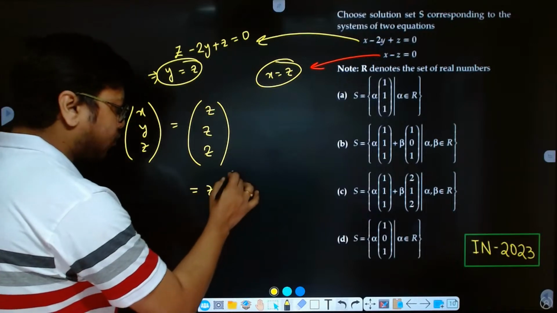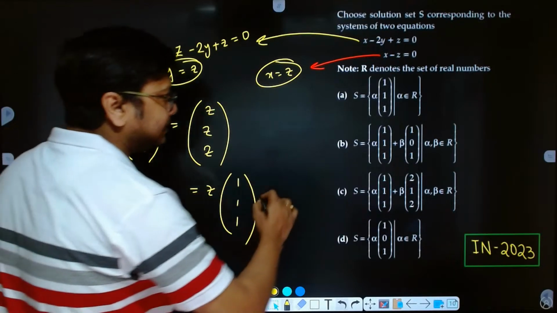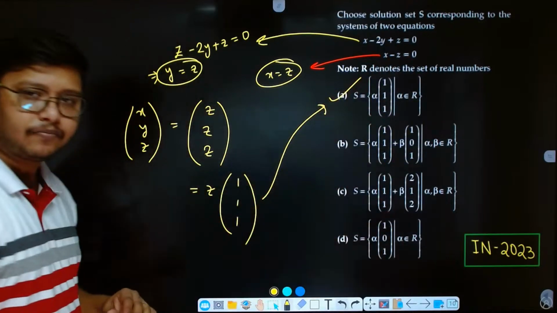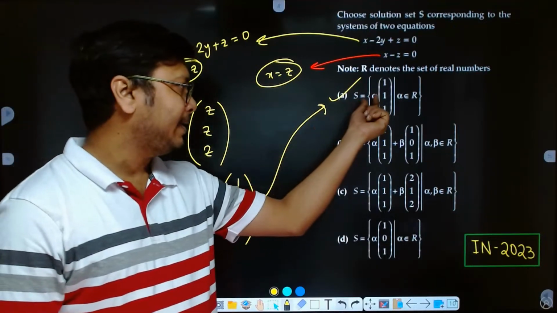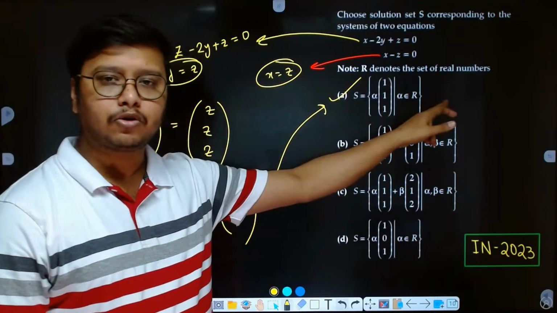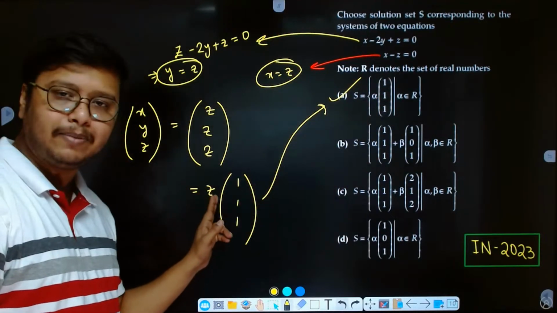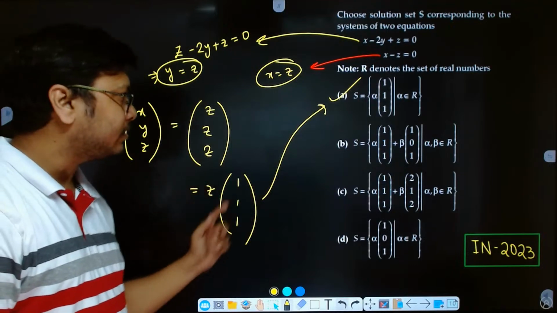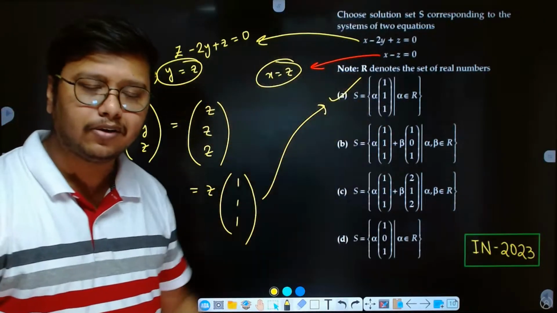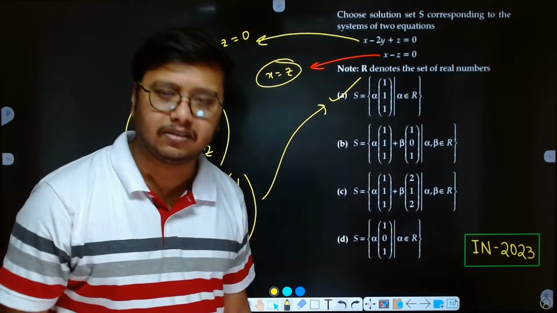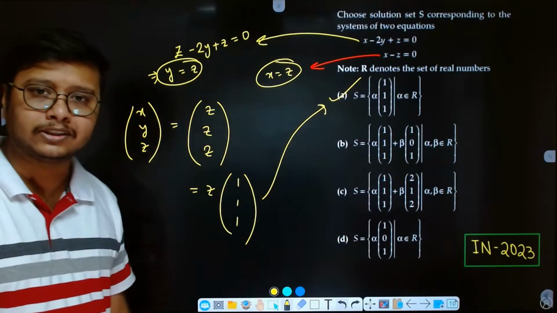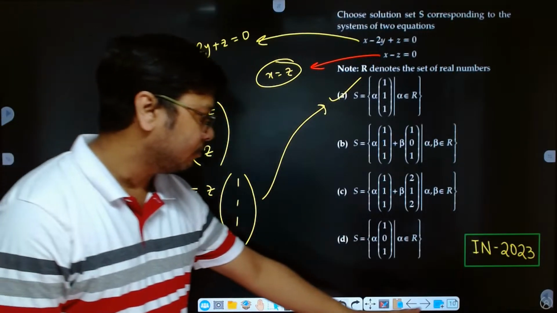So if I take z common, it's 1, 1, 1, and I can see this looks like option A, right? Parameter common 1, 1, 1. Parameter belongs to real number. So obviously here z belongs to real number. If you put any real number, this looks like that solution. It's simply solving a system of equation. There is no concept involved. Okay, so moving on.